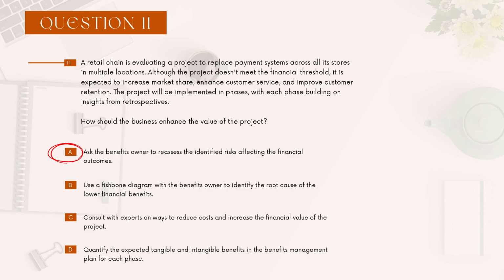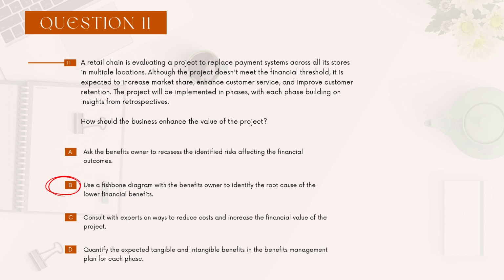A, ask the benefits owner to reassess the identified risks affecting the financial outcomes. We are not at that stage yet. We are at the beginning of the project. Risks occur mainly when you start executing the project. We are not there yet. We are just looking at this project from a more general, holistic view. We're at the beginning. Eliminate.